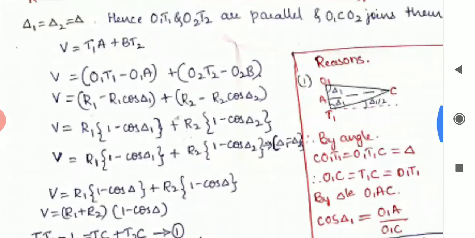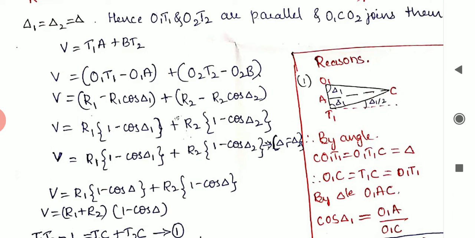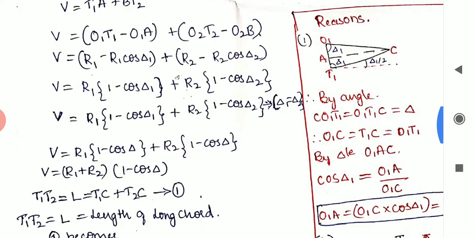So V equal to, I take the term outside, R1 (1 minus cos delta 1) plus R2 (1 minus cos delta 2). V equal to (R1 plus R2)(1 minus cos delta). So why did I take delta? Delta 1 equal to delta 2 is nothing but the delta.